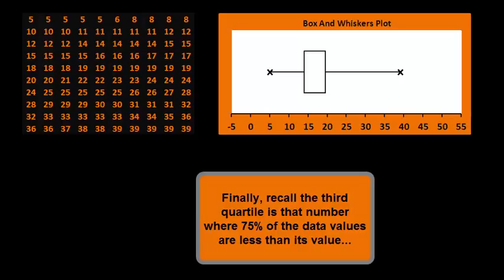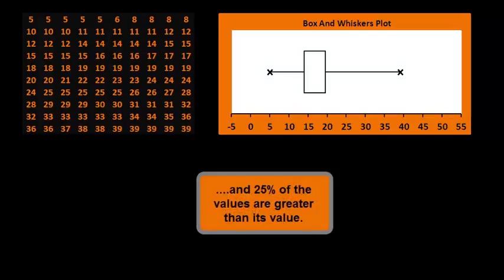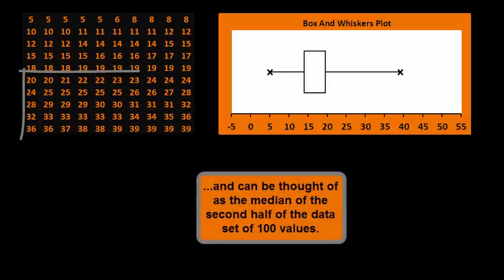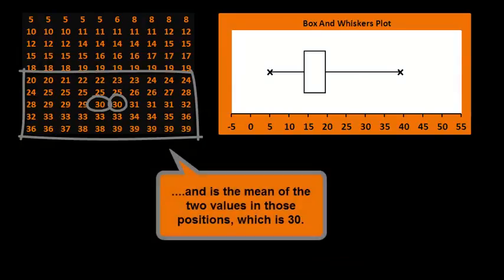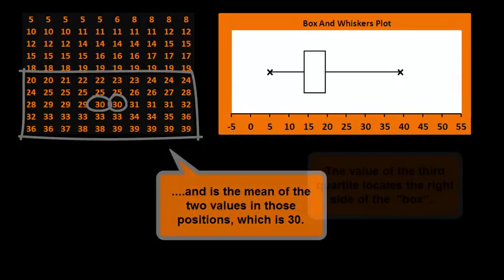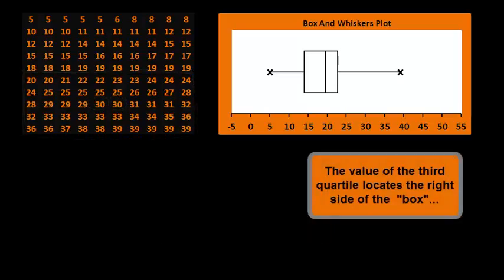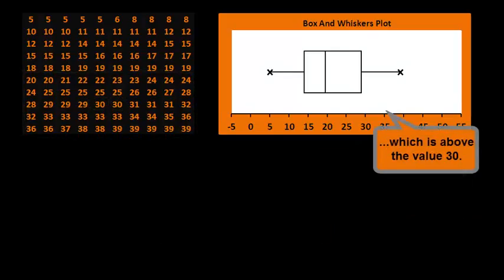Finally, recall the third quartile is that number where 75% of the data values are less than its value and 25% of the values are greater than its value, and can be thought of as the median of the second half of the data set of 100 values. The third quartile falls between the 75th and the 76th position when arranged in ascending order, and is the mean of the two values in those positions, which is 30. The value of the third quartile locates the right side of the box, which is above the value 30.